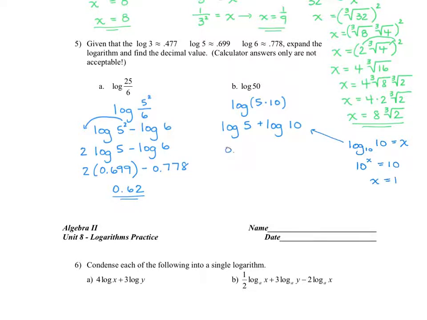So I can say 0.699 plus 1 is equal to 1.699, which is the value of log 50.